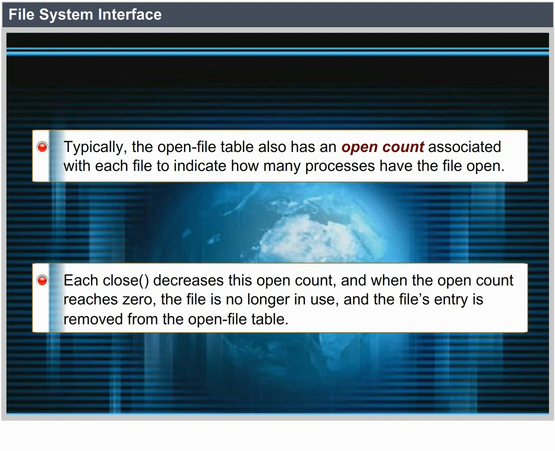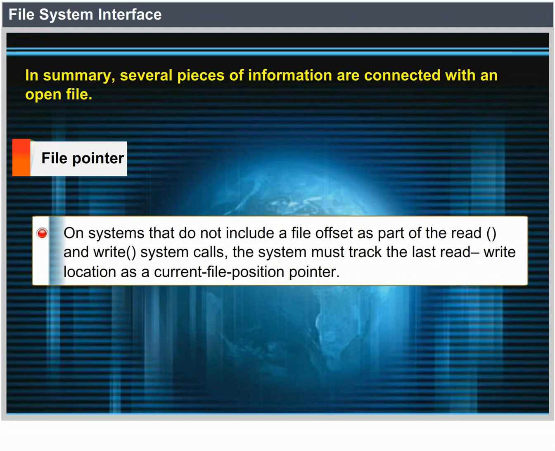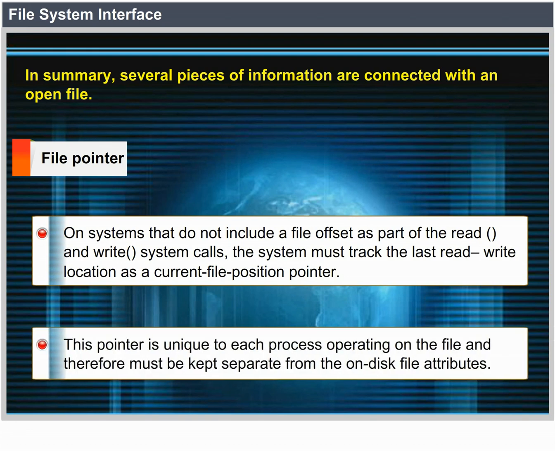In summary, several pieces of information are associated with an open file. File pointer. On systems that do not include a file offset as part of the read function and write function system calls, the system must track the last read-write location as a current file position pointer. This pointer is unique to each process operating on the file and therefore must be kept separate from the on-disk file attributes.